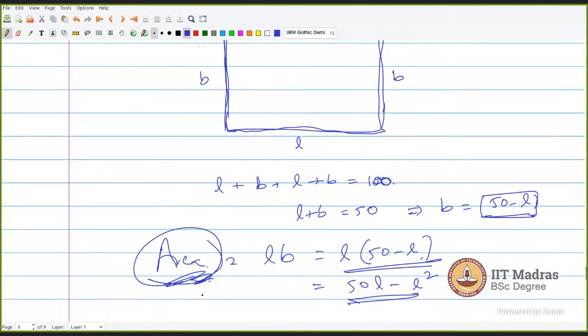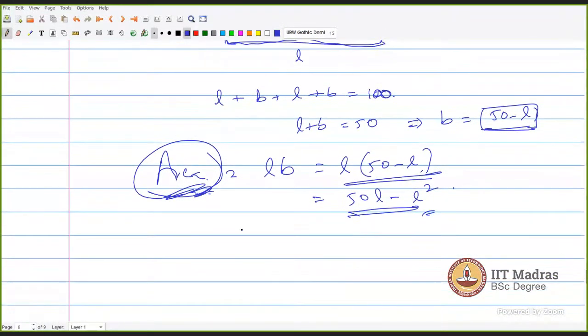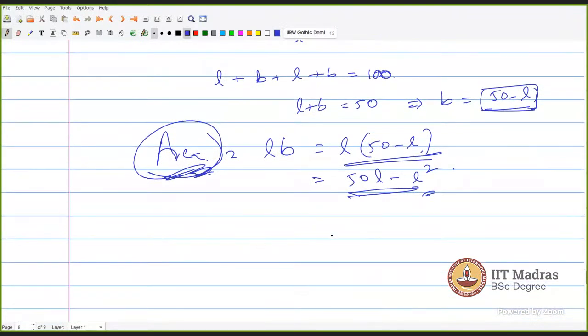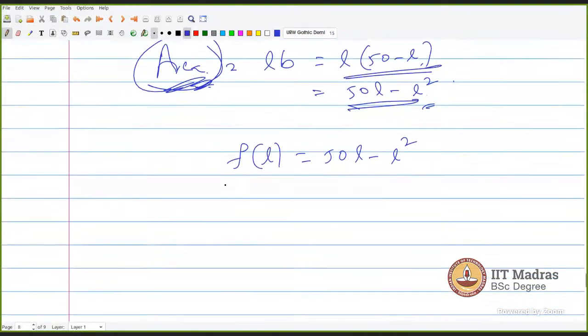If this is a parabola, where will the maximum lie? At the vertex. Now we have a function f of L as 50L minus L square. In order to find the maximum value attained by f of L, the maximum will be attained at the vertex point. Right? Minus B by 2A, is the vertex point for this?